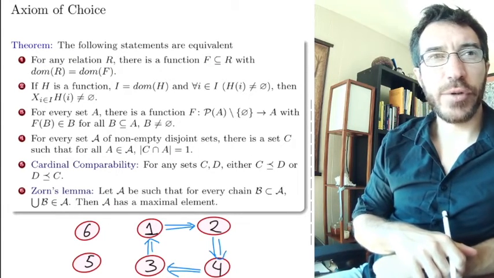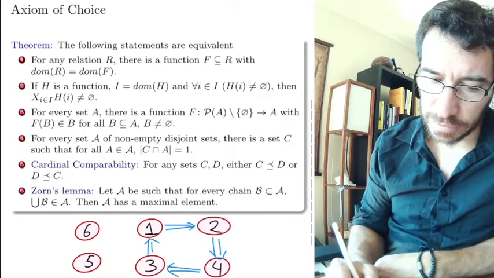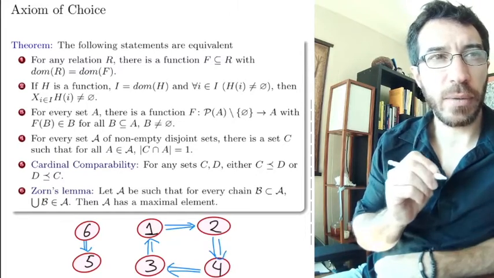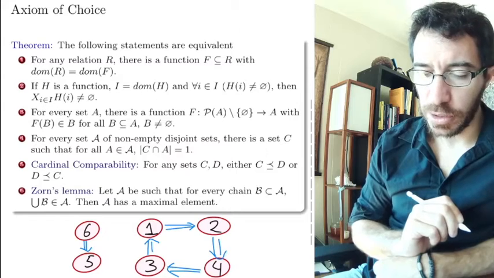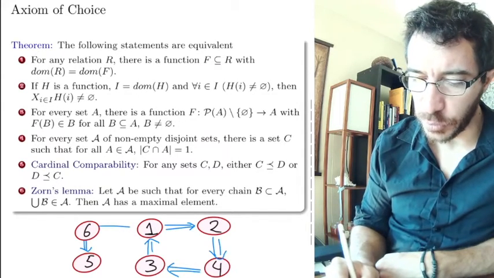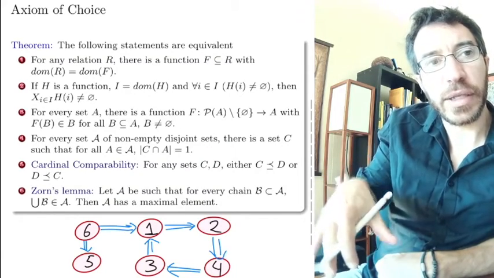If you remember last video, we proved that Zorn's lemma implies that all cardinals are comparable, right? We did that one last week. So what we're going to do today is finish and prove that Zorn's lemma implies 1, and therefore the 4 of them all together.